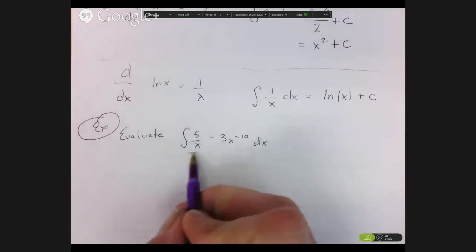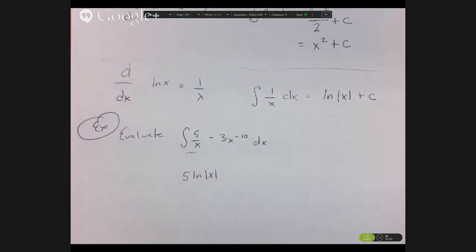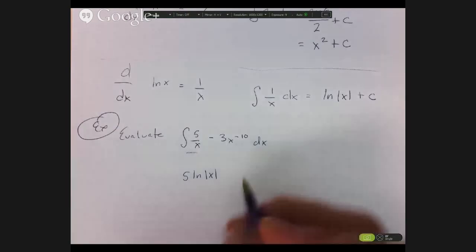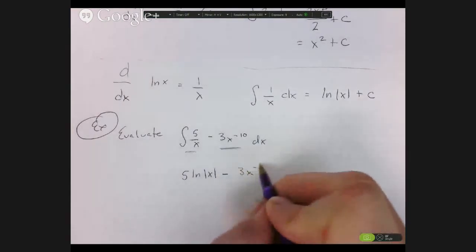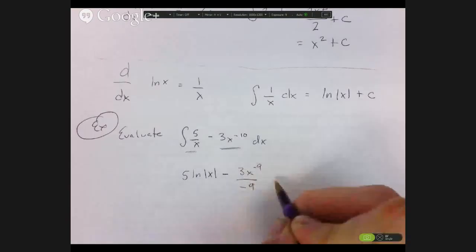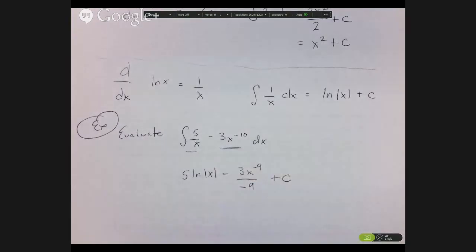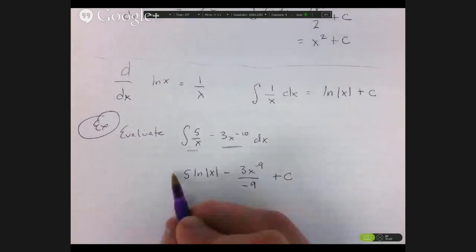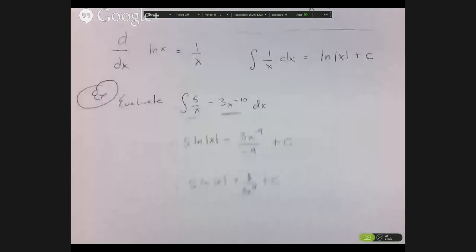Okay, so that is 5 ln x, right? The integral of that is 5 natural log absolute value x minus, what's the integral of that? All over -9. And, thank you. So you can simplify it for multiple choice purposes. This is -1/3. There are lots of ways to simplify it. That's one.